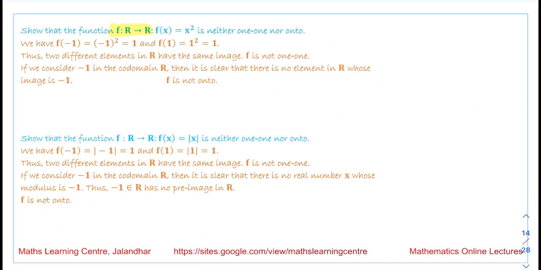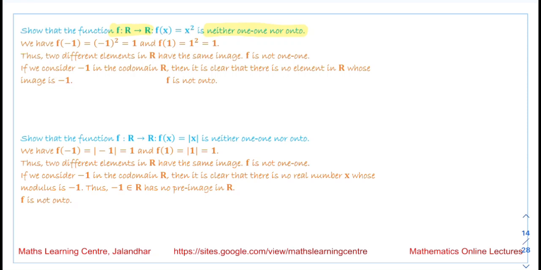Now next we have the function f(x) = x² is given, and the domain and codomain of this function are from R to R. We have to prove that this function is neither one-one nor onto. One method we have already seen is using the graph of this function. Now we are not using the graph here, but we are showing using the definition that this function is not one-one and onto.